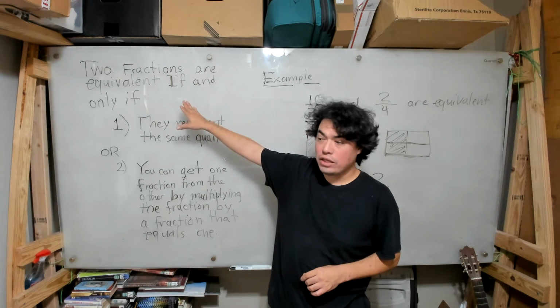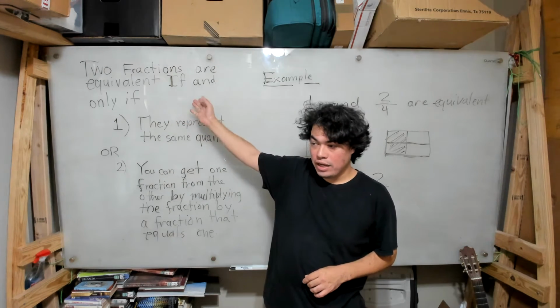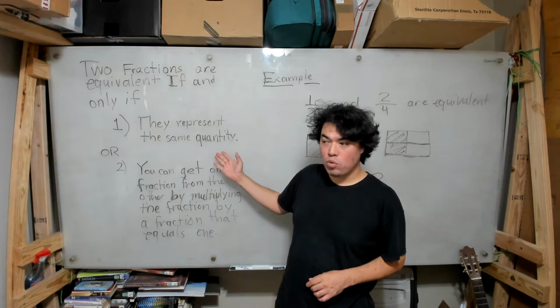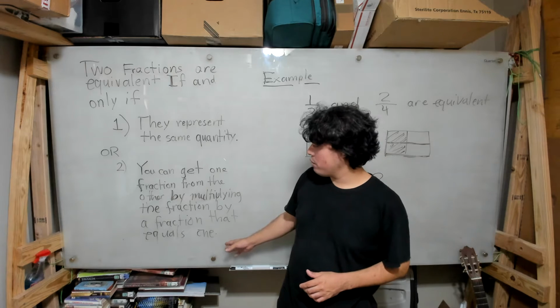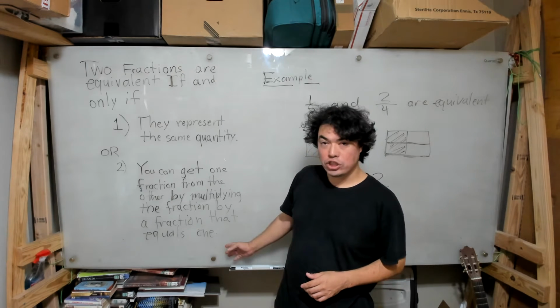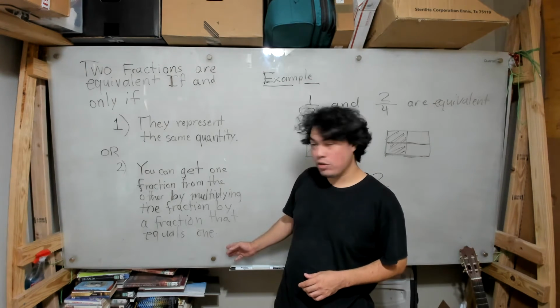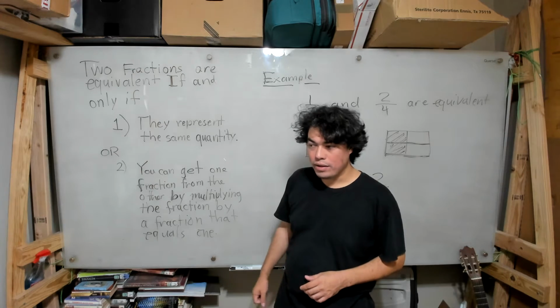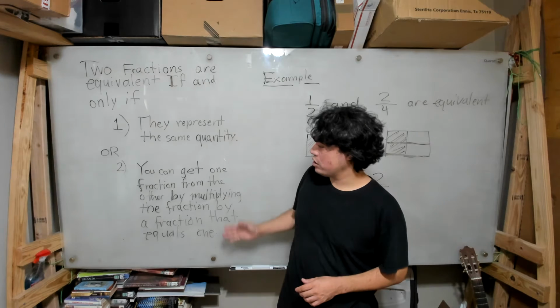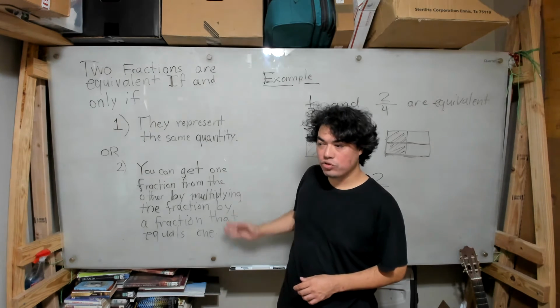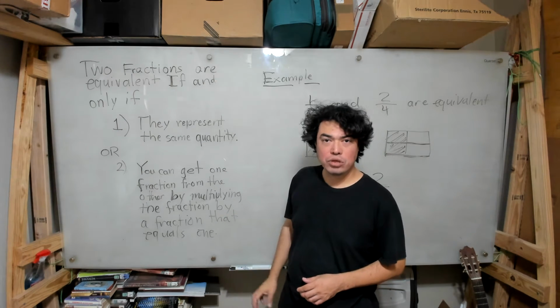Okay, so we're going to say that two fractions are equivalent if and only if they represent the same quantity, or you can get one fraction from the other by multiplying the fraction with a fraction that equals 1. I know that this is kind of confusing, but you're going to see that both of these descriptions are going to be the same, as they should be, right?